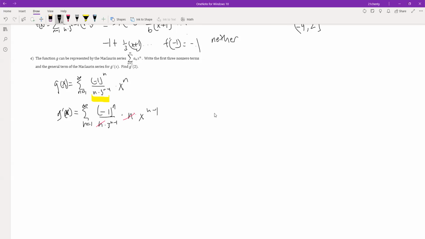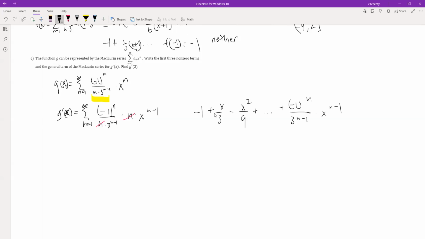So now we'll write the first 3 non-zero terms, which is going to be at n equals 1, negative 1, then plus x over 3 minus x squared over 9. And then the general term, I guess I'll just simplify it. There.